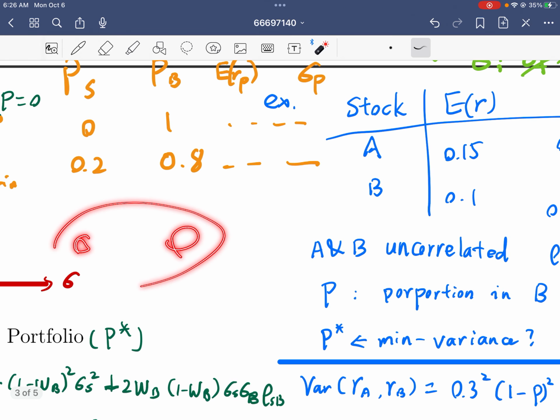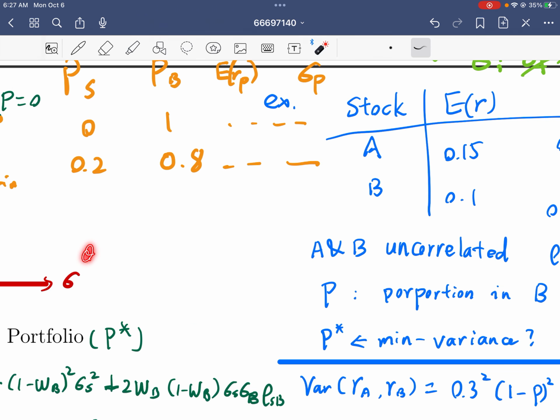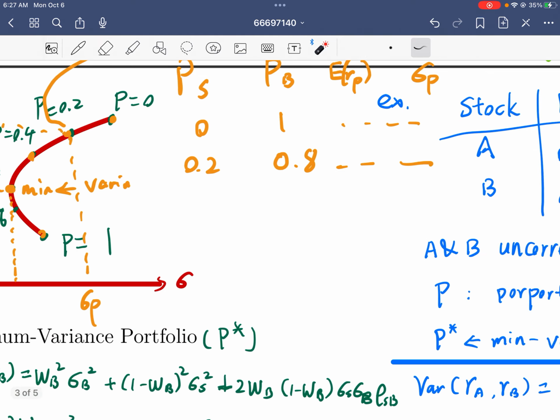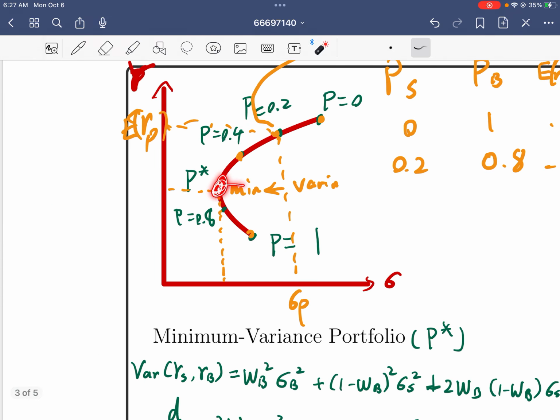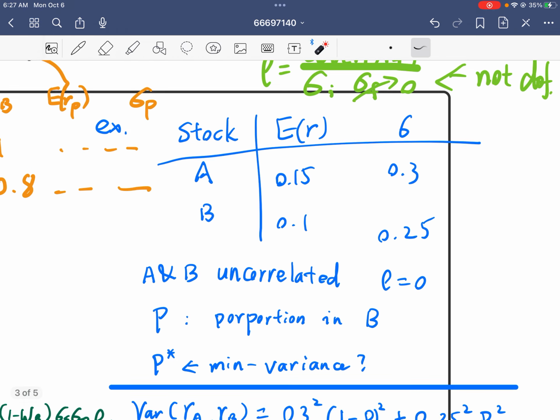Then we can find the two points of the stock and bond. Then we can find the expected return of the portfolio and the standard deviation of the portfolio. Then we can find this minimal variance portfolio point.